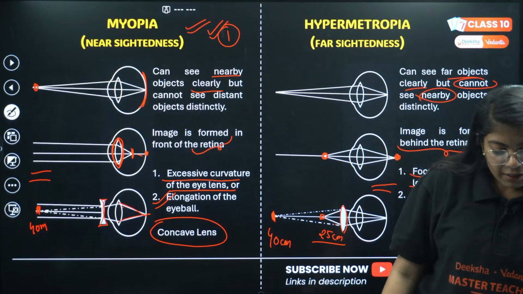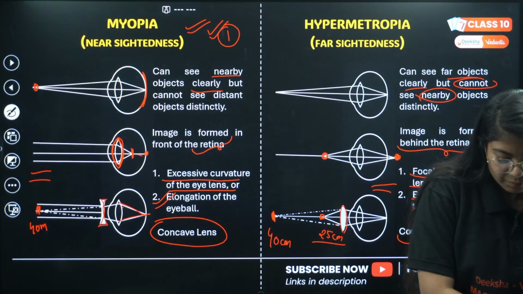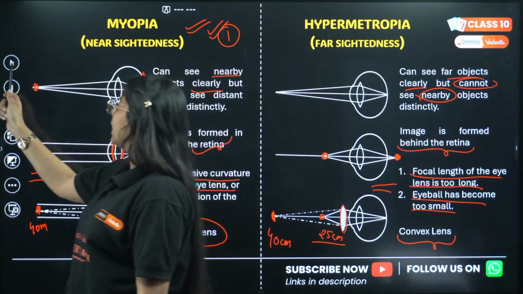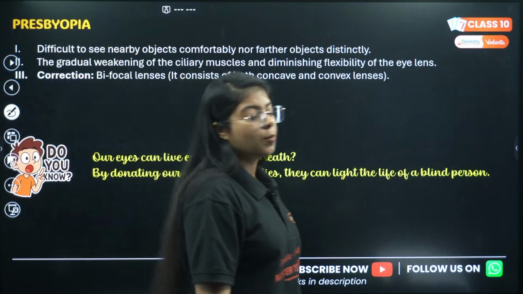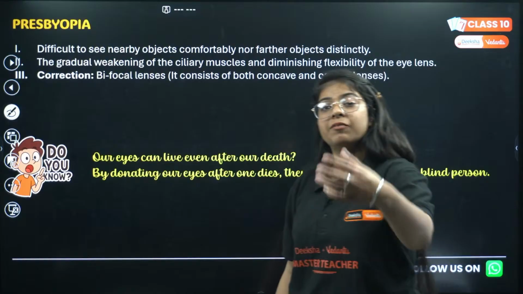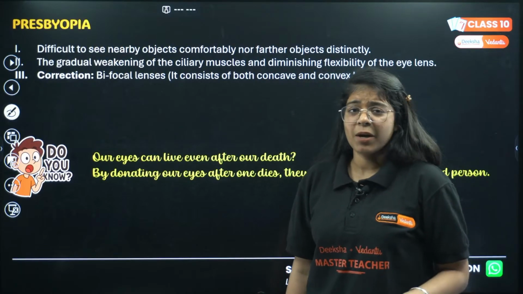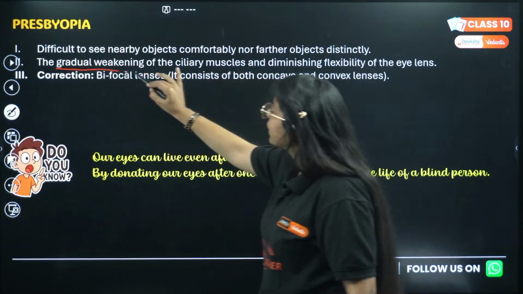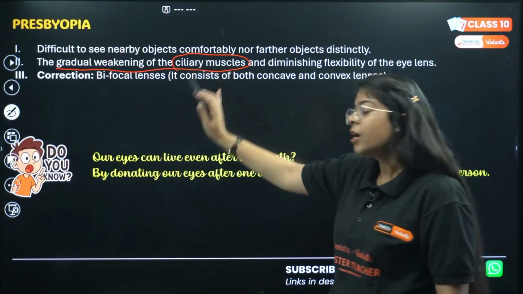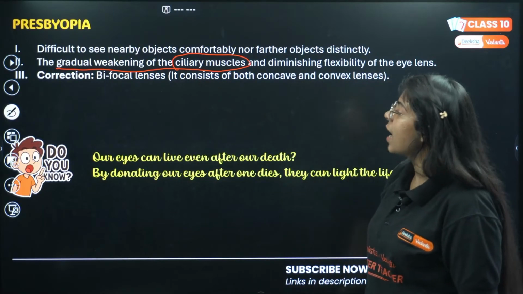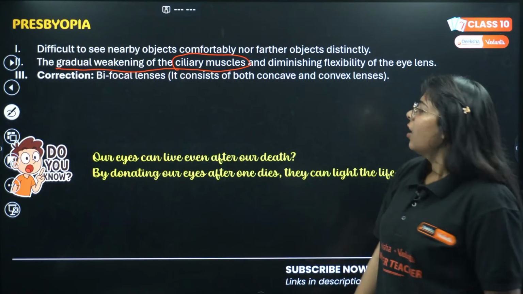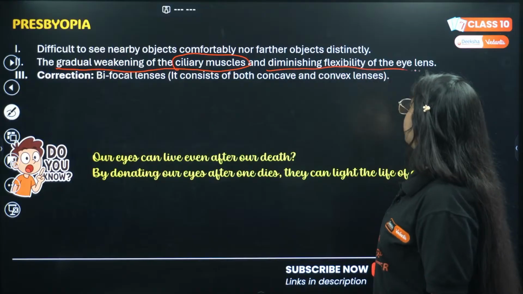Correct? Understood? We are done with both myopia and hypermetropia, correct? Moving on to the next part, there is one defect left, which is presbyopia. Now presbyopia, a person who cannot see faraway objects clearly as well as nearby objects clearly. This happens due to gradual weakening of the ciliary muscles. The muscles which are holding my eye lens, these are happening due to the gradual weakening of our eye lens and diminishing flexibility of the eye lens.